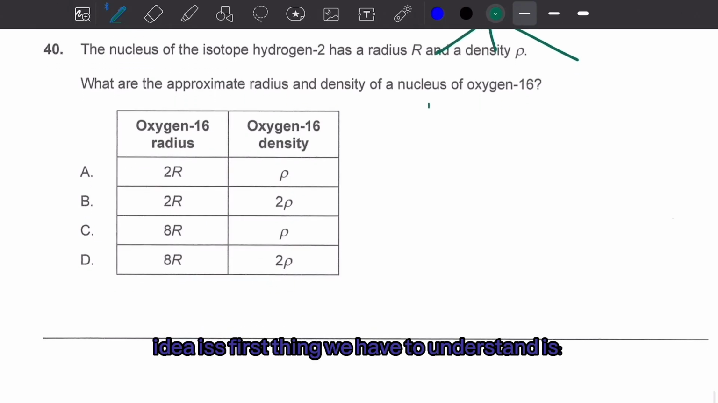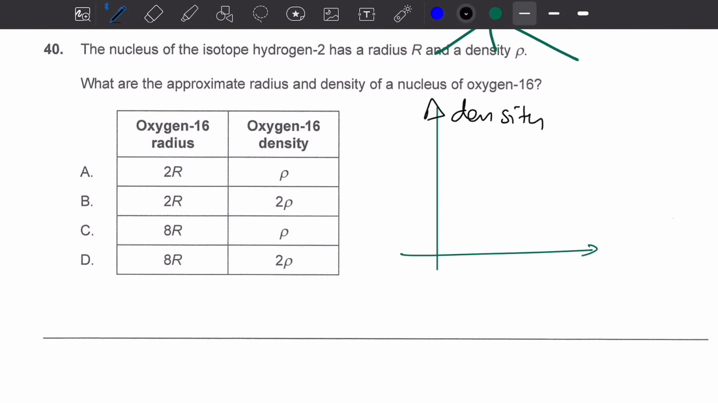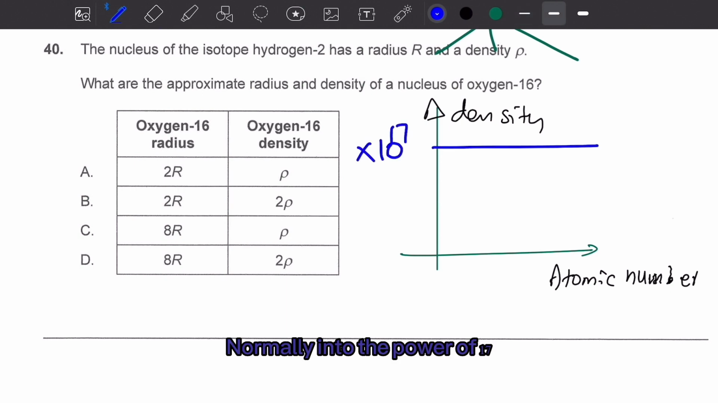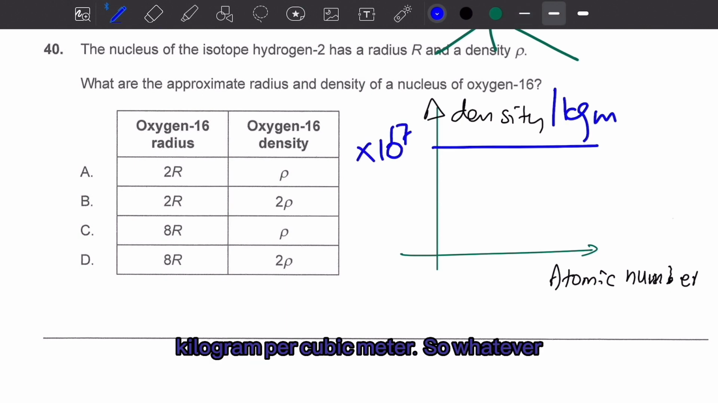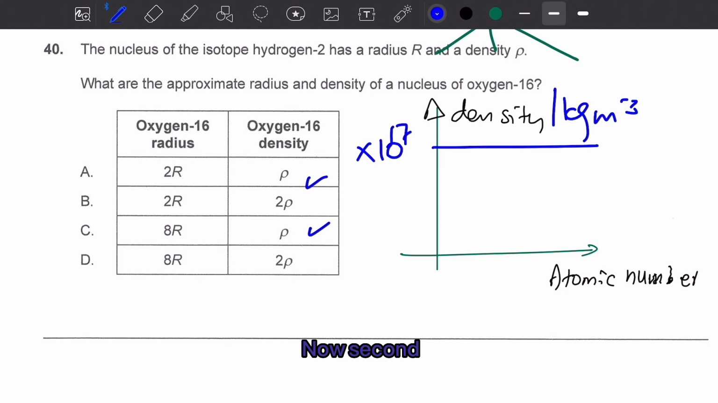The first thing we have to understand is the density of a nucleus. Mass number or atomic number does not change it. Normally it is 10 to the power of 17 kilograms per cubic meter. So whatever the nucleus, it does not matter, density does not change. So our answer has to be A or C.